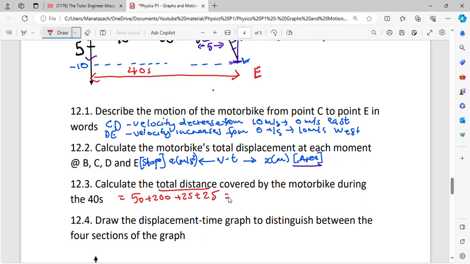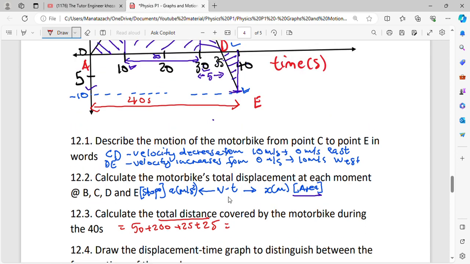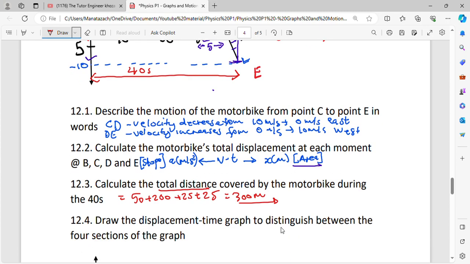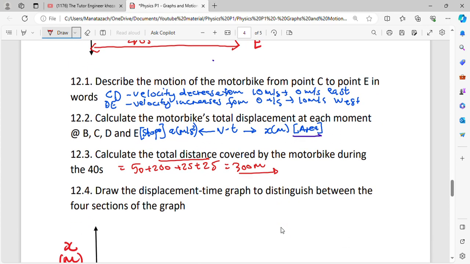That will be the total displacement. Sorry, it's the total distance. So what will it give us? 50 plus 200 plus 25 plus 25 is 300 meters. No direction required. So now let's go to 12.4.